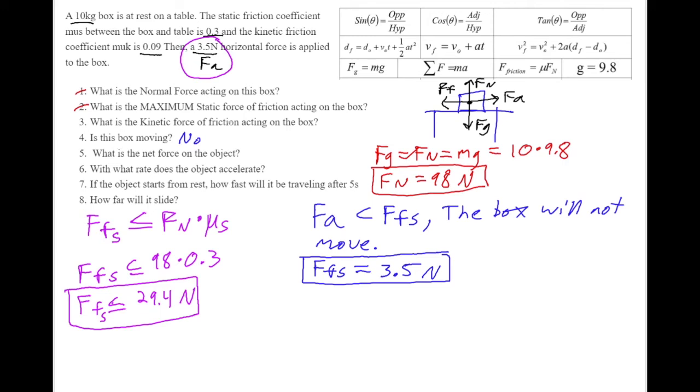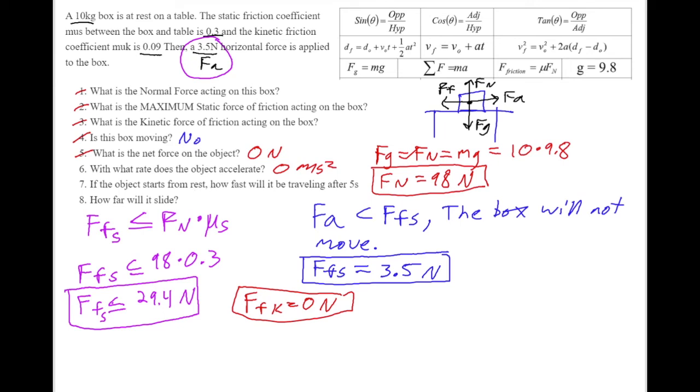And number 3 says, what is the kinetic force of friction acting on the box? Well, the box isn't moving. So since it's not moving, there's no kinetic friction. So this is just 0 newtons. And now, like we said before, the box isn't moving. What's the net force on the box? Well, because it's not moving, it's 0 newtons. With what rate does the object accelerate? It's not moving, so it's not accelerating. 0 meters per second squared.